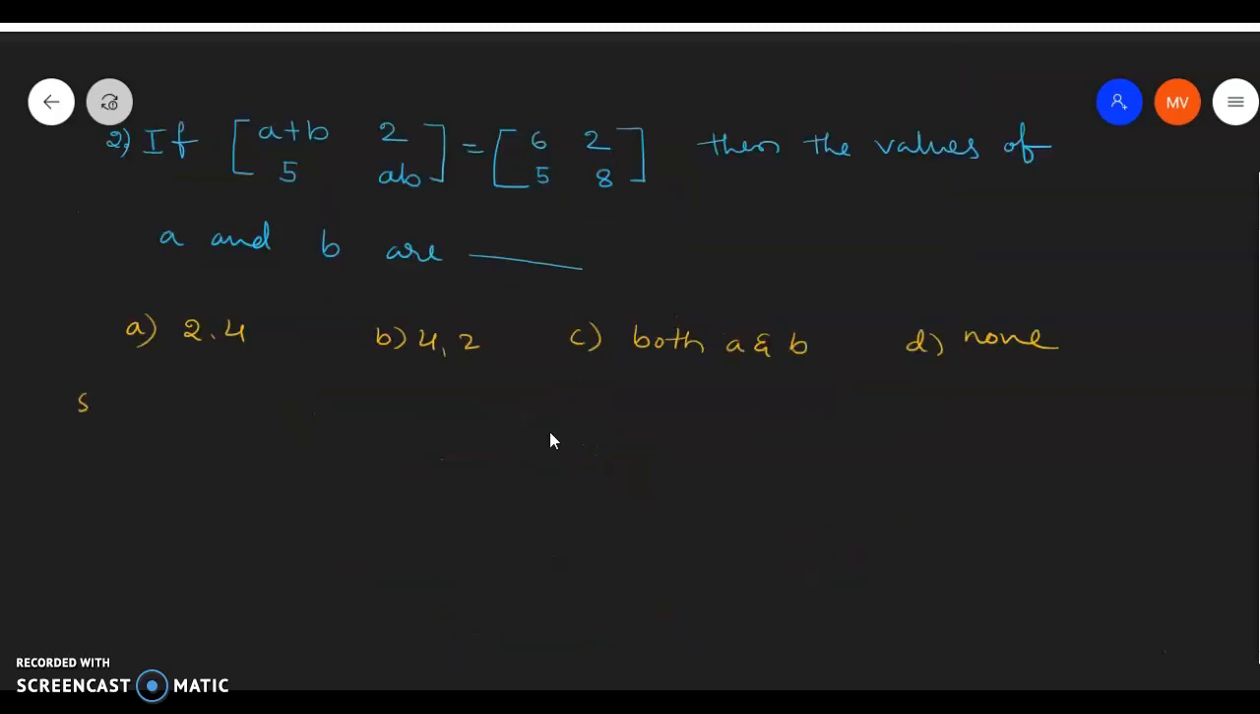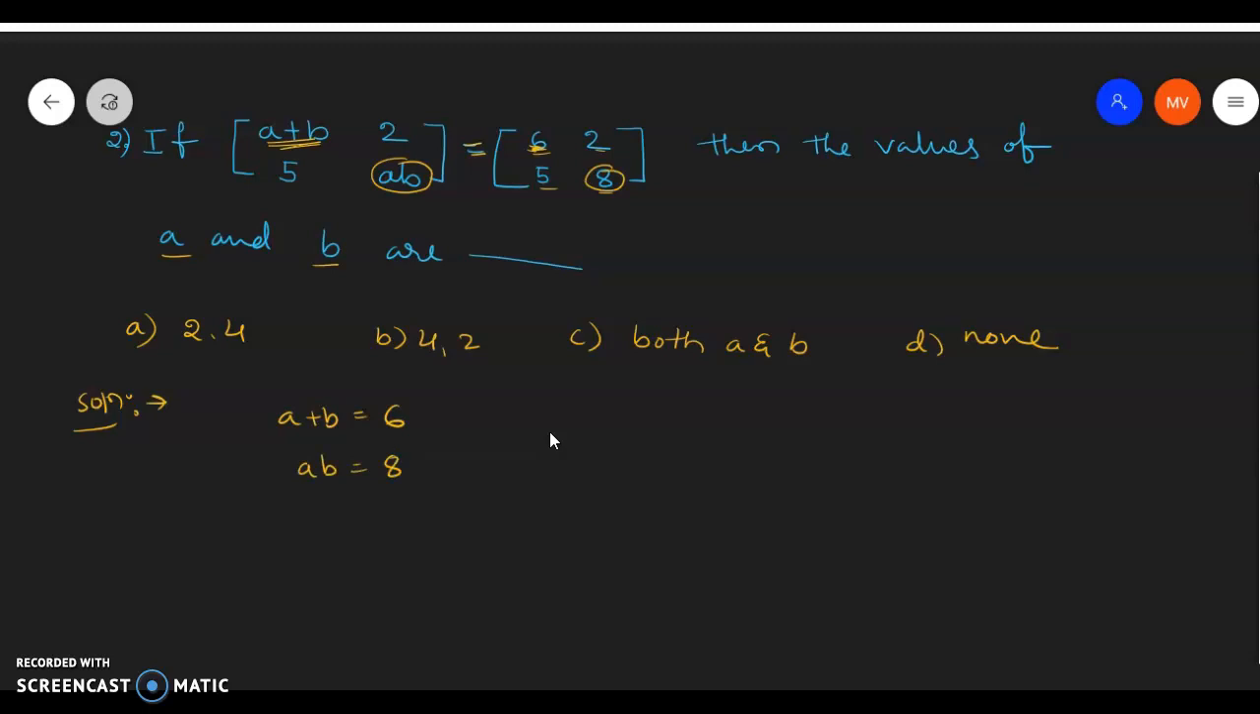Dear students, here is my second question. Let's go for the solution. Here, if a matrix A plus B, 2, 5, AB is equal to 6, 2, 5, 8, then the values of A and B are. So we know that when two matrices are equal, their corresponding elements are equal. So here A plus B is equal to 6, as well as A into B is equal to the corresponding element, 8. So A into B will be 8.